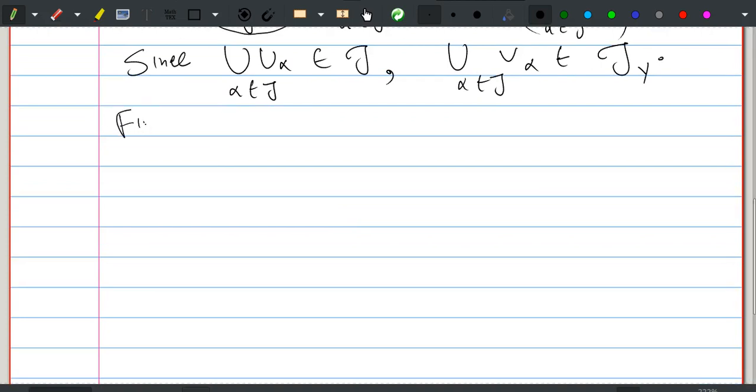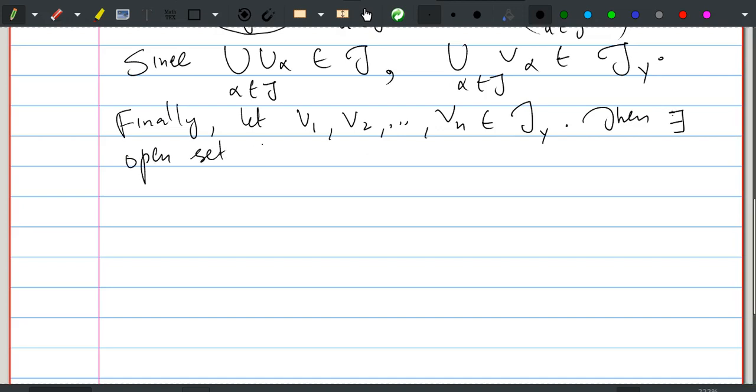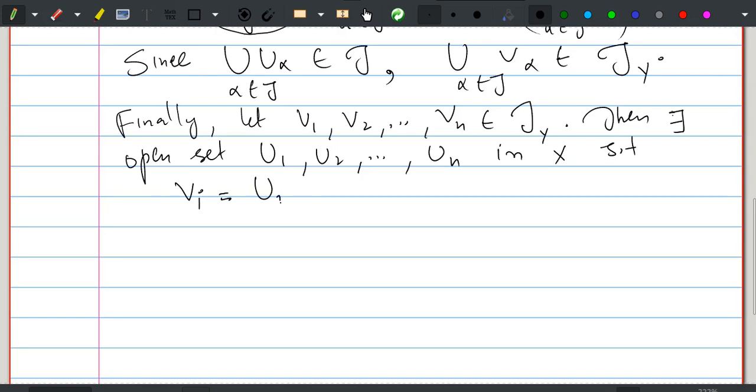Finally, let's say V1, V2 through Vn are in T sub Y. Then each Vi will be of the form Ui intersection Y. Then there exist open sets U1, U2 through Un in X such that this Vi is Ui intersection with Y for all i running from 1 through n.